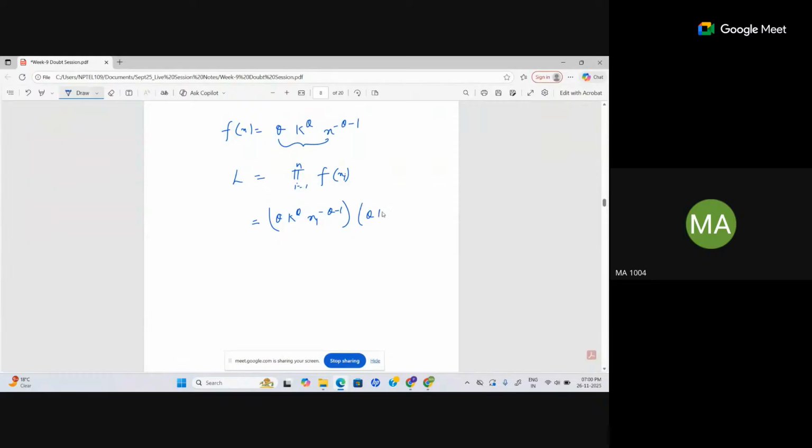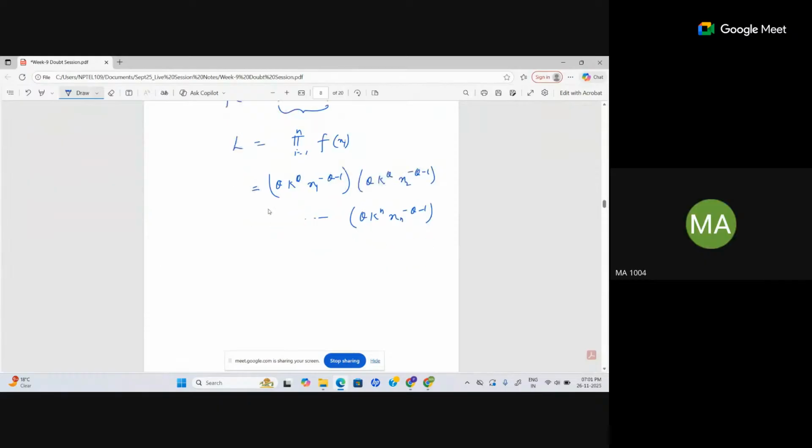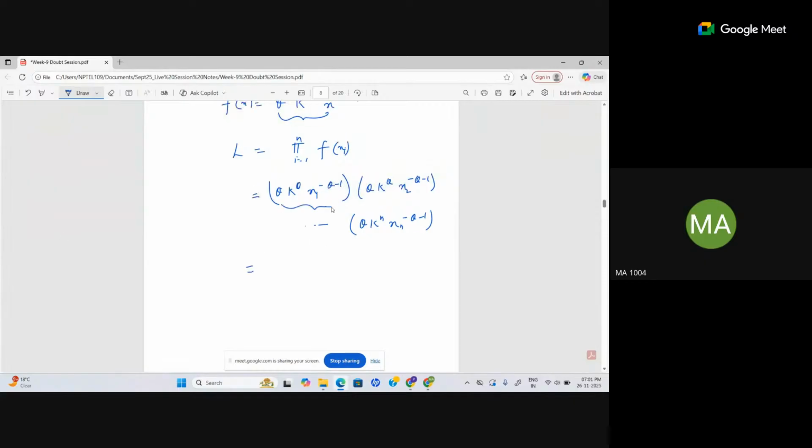Similarly, we have theta, k power theta, then x2 power minus theta minus 1. We have to do it n times. We have n random variables, so this will be up to xn. Now if you multiply all these terms, we have n number of terms.